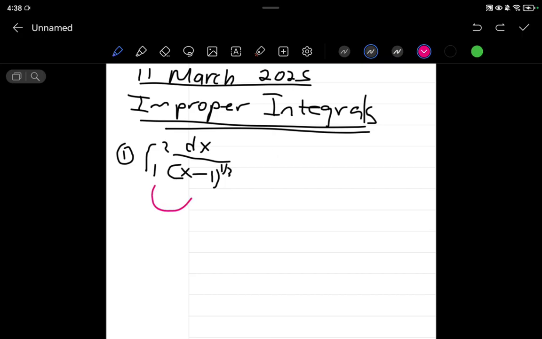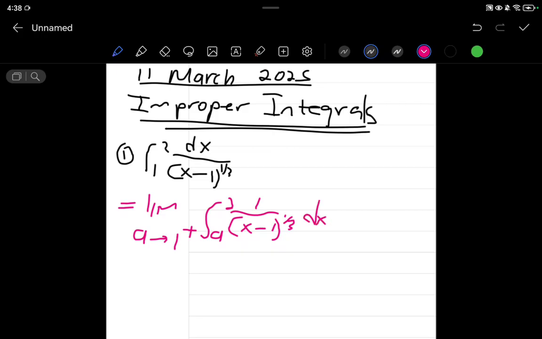So I said that if I plug 1, I'll get undefined, right? If I plug 2, I won't get undefined. So it means that I'm supposed to replace 1. I'm going to replace it using A. Every time I replace the lower one, I'll use A. Every time I replace the upper one, I'll use B. So I'll have the integral from A to 2 of 1 over (x minus 1) to the 1 over 3 dx. So now I'm done with replacing, right?